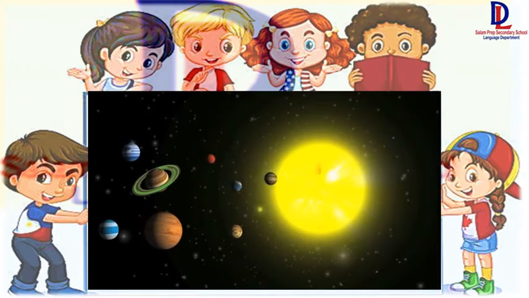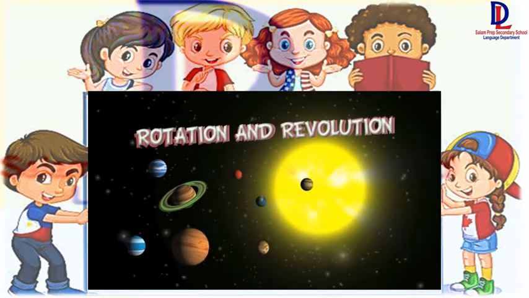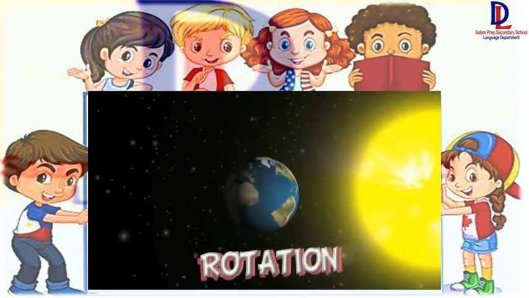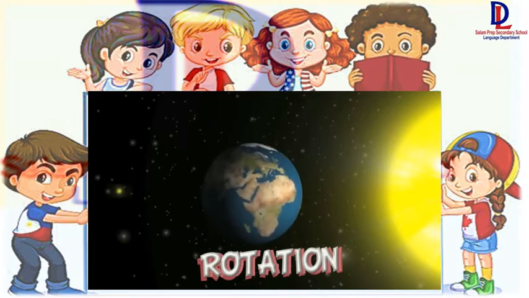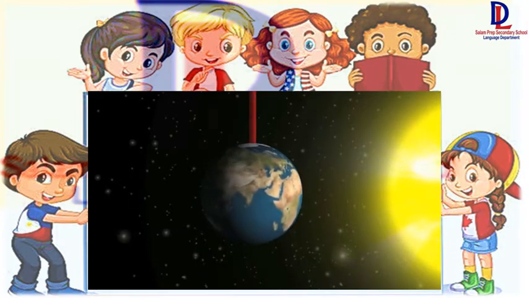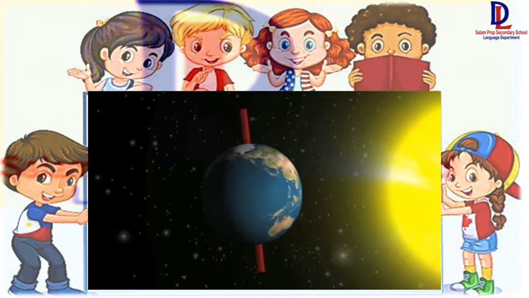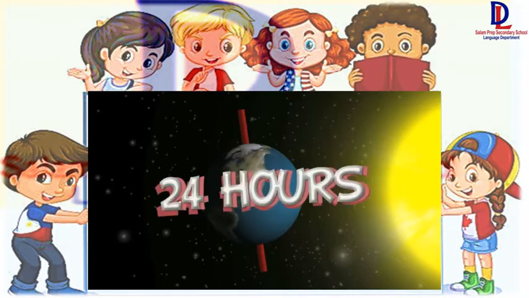The Earth moves in two different ways. One is called rotation, and the other is called revolution. Rotation is the movement of the Earth on its own axis. Rotate means to turn, so the Earth turns around a slightly inclined imaginary line that joins the two poles called the axis. Do you know how long it takes to make a complete turn? It takes 24 hours to make one rotation.